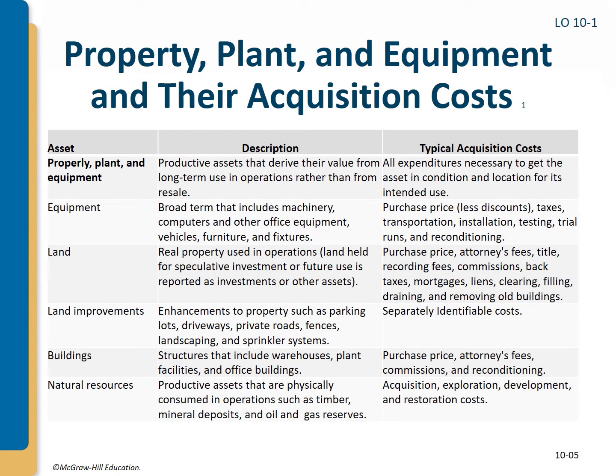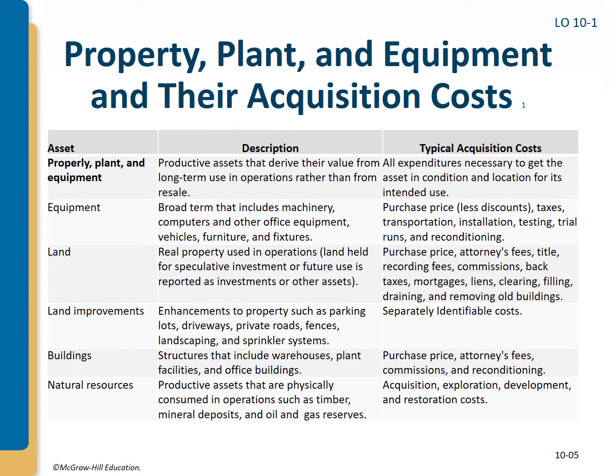So property, plant, and equipment, that's a lot of writing, right? We're going to go through each one though. So they're productive assets that derive their value from long-term use and operations. All expenditures, in the last column, all expenditures necessary to get the asset in condition and location for its intended use are all collected together and become the cost of that asset. So we're going to take a look at some of the typical costs with each type of asset, plant asset, or property, plant, and equipment.